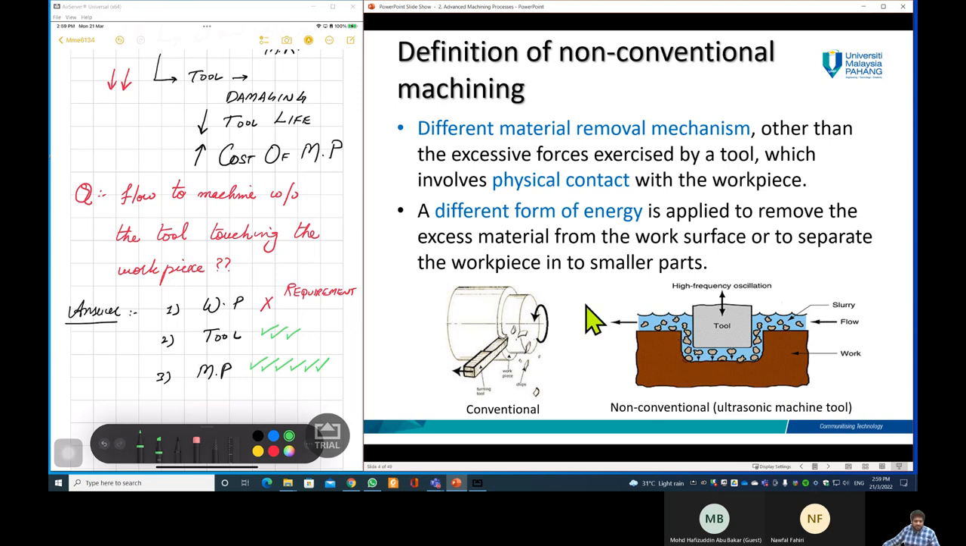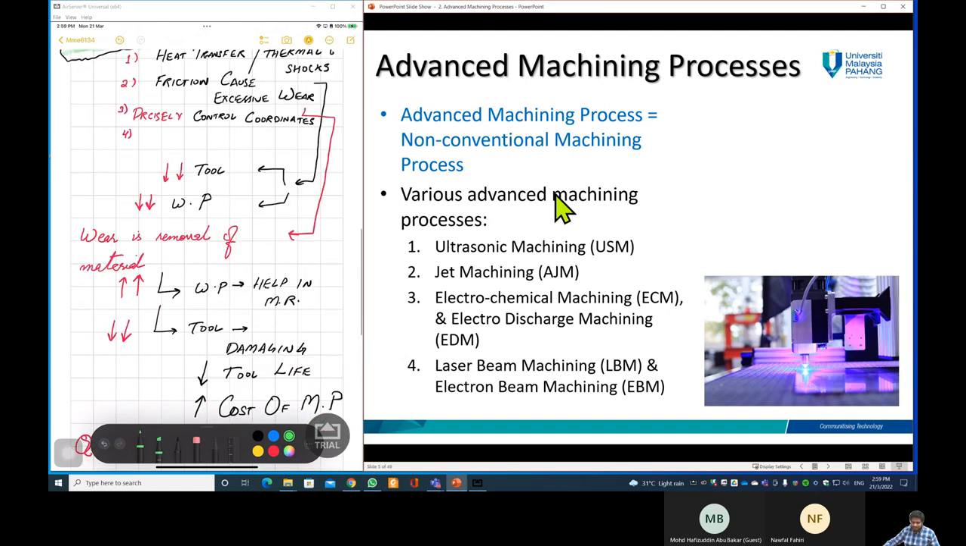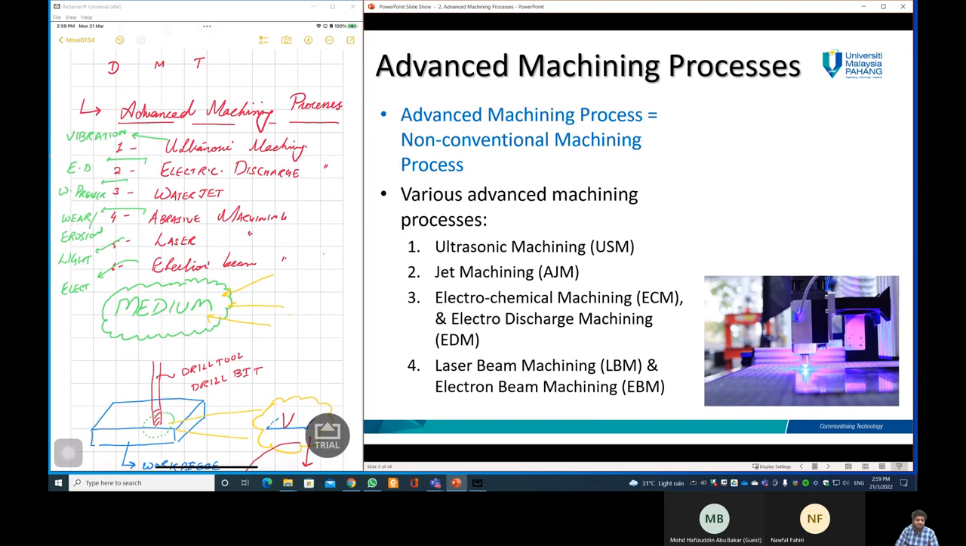Okay, so I will now move on to the next slide. In advanced machining process, we basically try our best not to touch the workpiece. There are different types of advanced manufacturing process which I have already listed down. Number one is ultrasonic machining, number two is abrasive jet machining, number three is electrochemical machining, then laser beam machining, electron beam machining, something like that. So these are the different types of machining that we are going to study in this course.